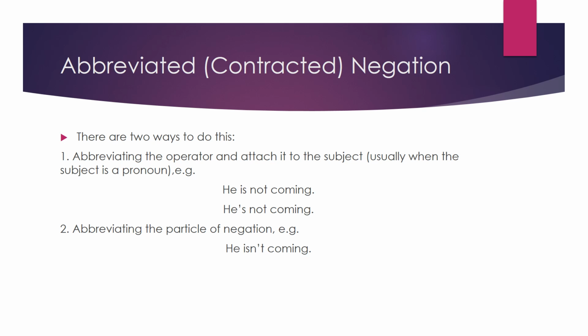If I want to abbreviate the auxiliary or the operator, it is going to be 's. So we abbreviate is into an apostrophe plus s, and we attach this 's to the subject. And you see here the subject is a pronoun. So the sentence becomes he's not coming. The second way is by abbreviating not and keeping the auxiliary or the operator in its full form. When we are abbreviating or shortening the not, here we are going to attach it to the operator to be one word. So he is not coming becomes he isn't coming.